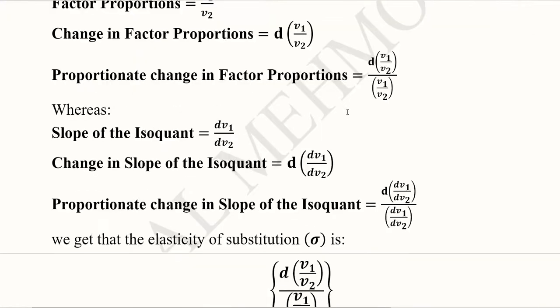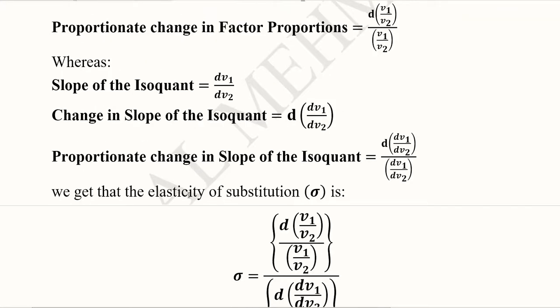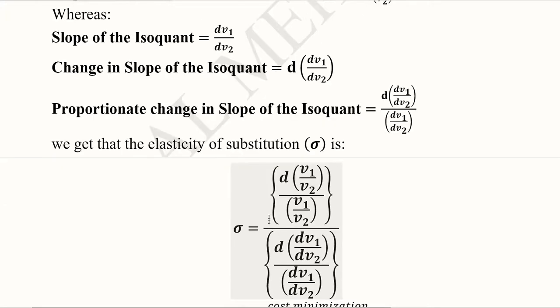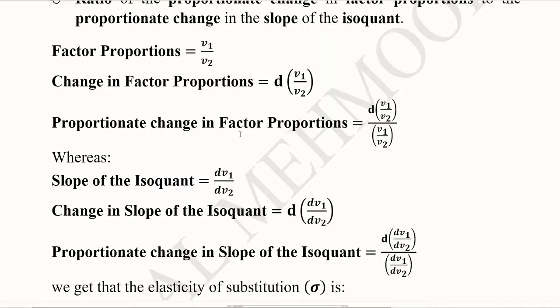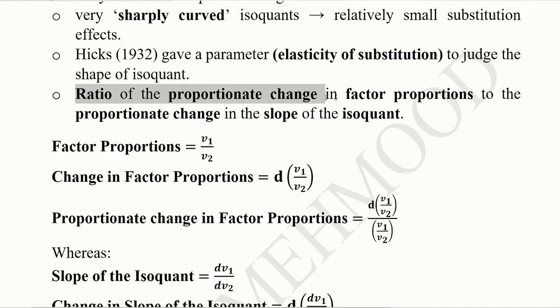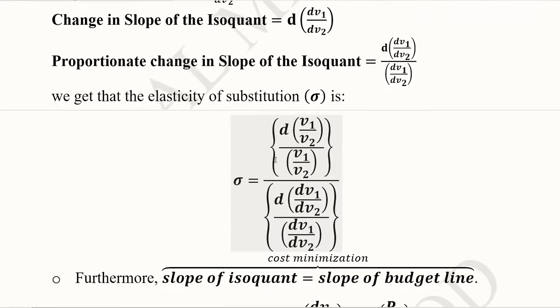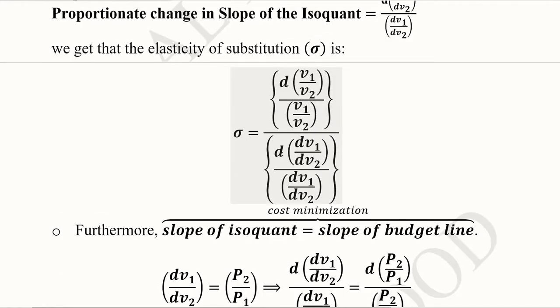So let's put them in this formula, and the formula was simply their ratio. So in the numerator I am putting the first value, which was the proportionate change in the factor proportions, and in the denominator it is the proportionate change in the slope of isoquant. This is the elasticity of substitution as per the formula and the definition that we developed here. So it might look a little intricate, however it is not that much difficult, because it is not a very difficult thing to find out the slope of isoquant.